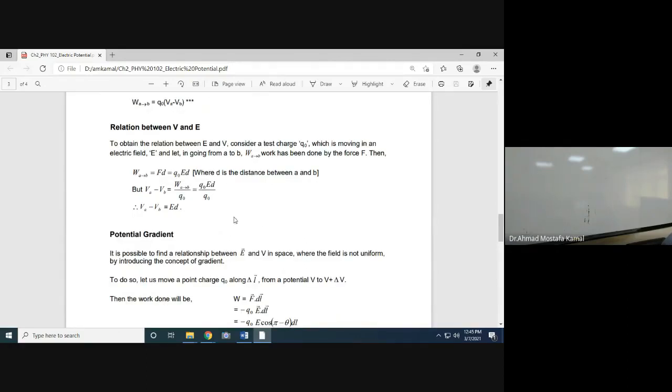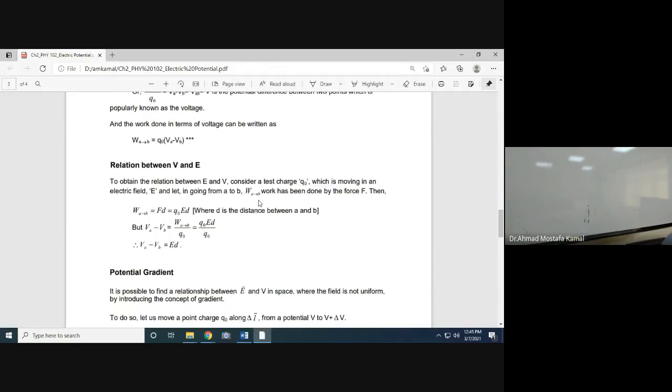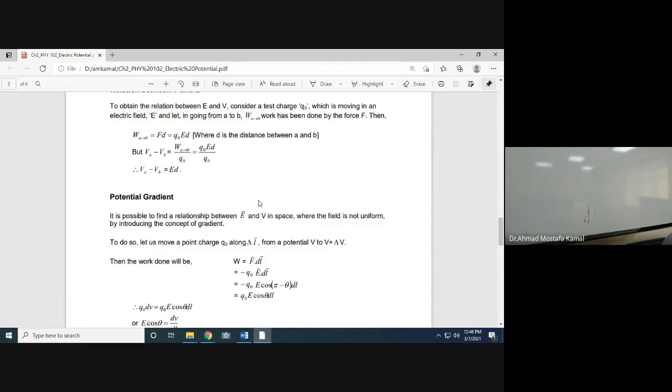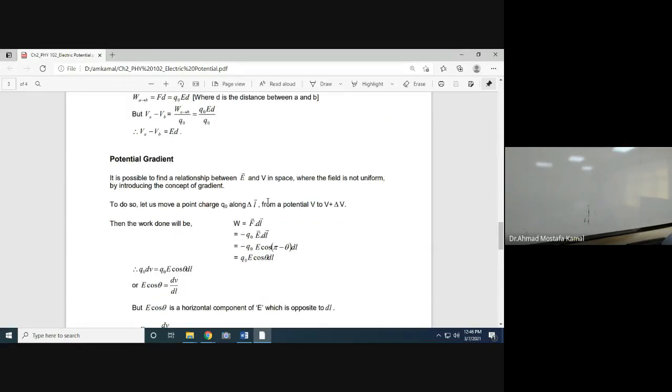And in all these cases, we considered that the field is uniform. Uniform means in all points, fields are equal. But you can have another type of field where the field is not uniform, and that means at different points it has different values. Then how can I find out the relationship?